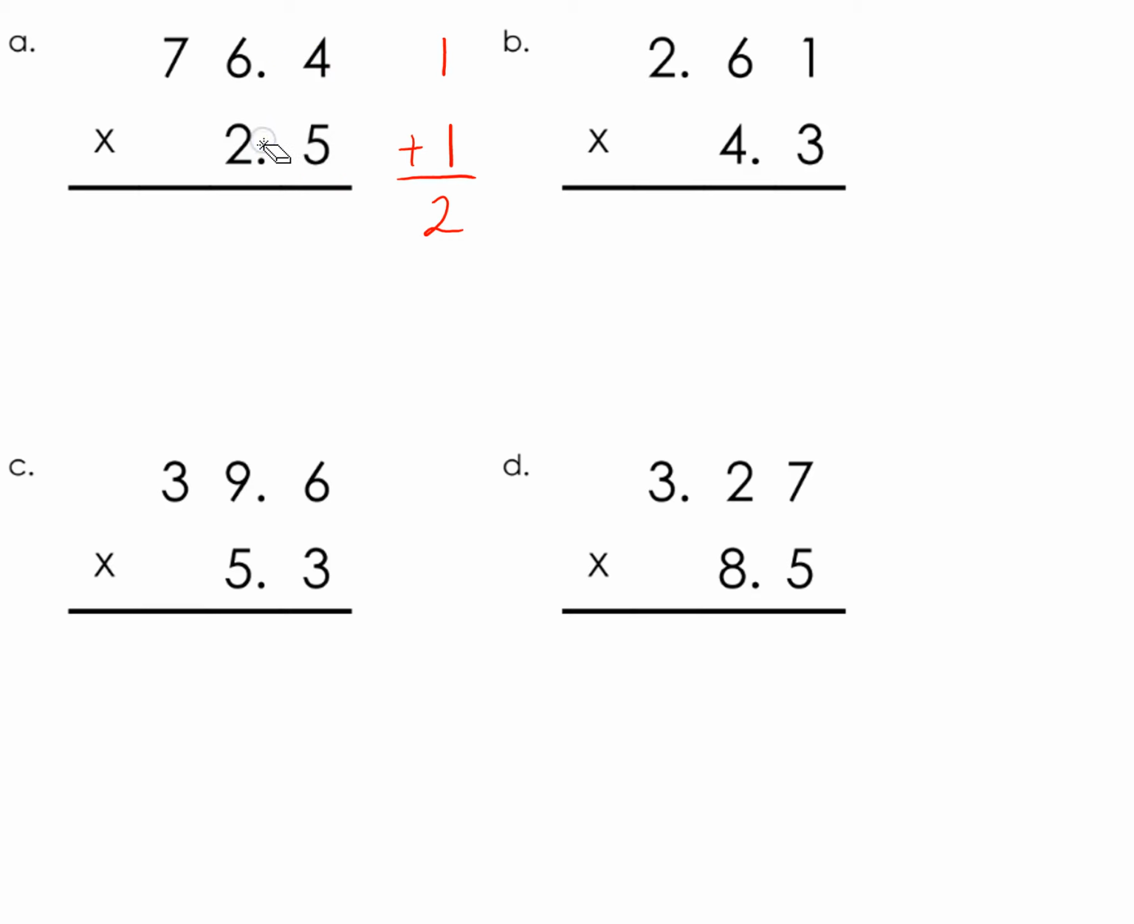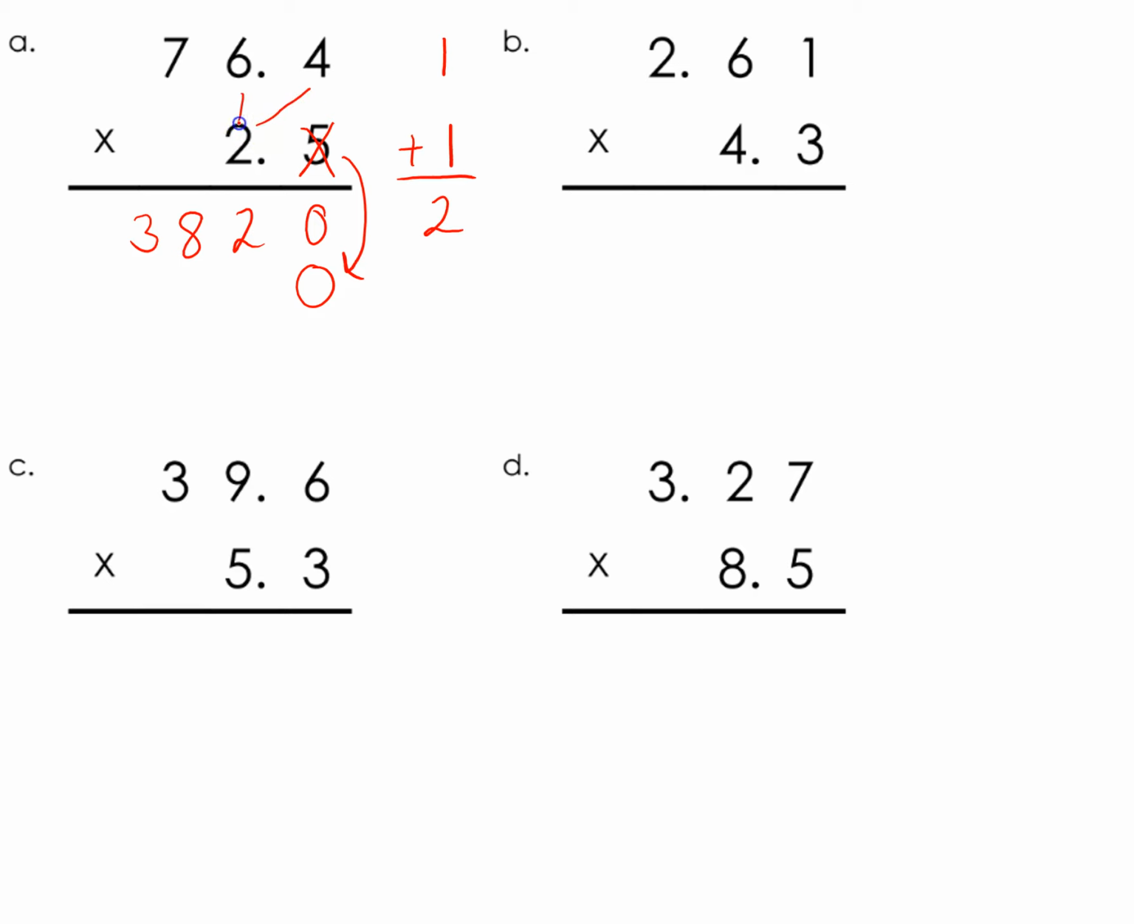So now I'm going to multiply just like it's 764 times 25. So first I multiply the 5 times each number. So 5 times 4 is 20. 5 times 6 is 30 plus the 2 would be 32. 5 times 7 is 35 plus the 3, 38. Okay, now I'm done with the 5. Kiss it goodbye. But I have to have that 0 placeholder in its place.